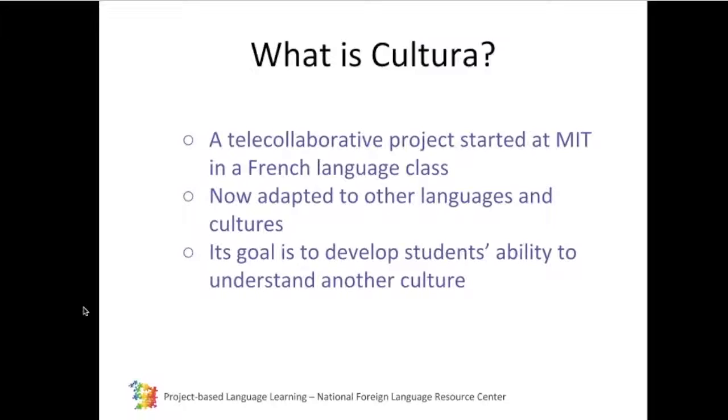So what is Cultura? Cultura is a telecollaborative project that was started at MIT in a French language class. It's now adapted to other languages and cultures. And there are exchanges between different cultures, between the US and Germany, Italy, Japan, Mexico, between Italy and Turkey and Poland, Canada, Morocco, etc. Our goal with the Cultura exchange is to develop students' ability to understand another culture.